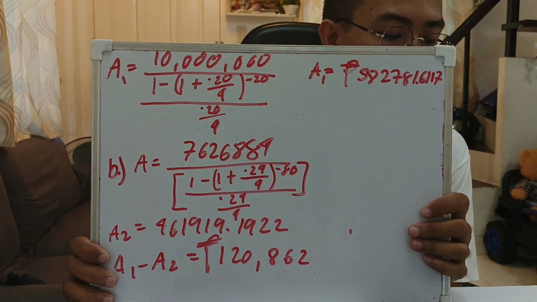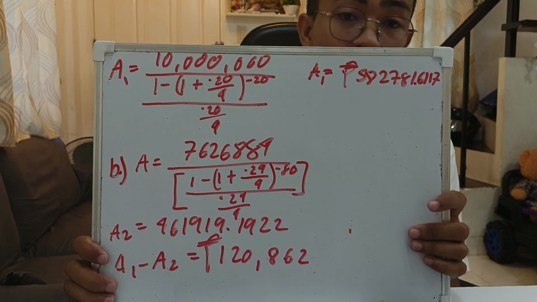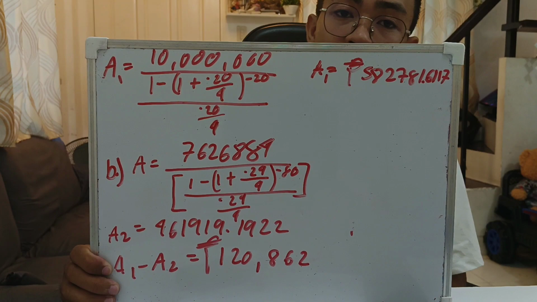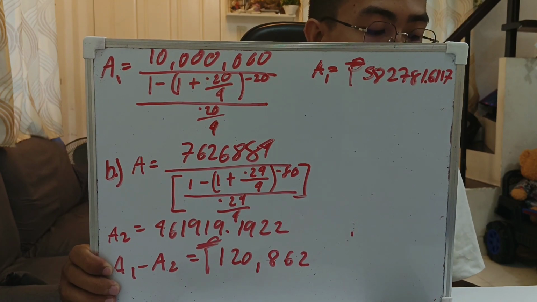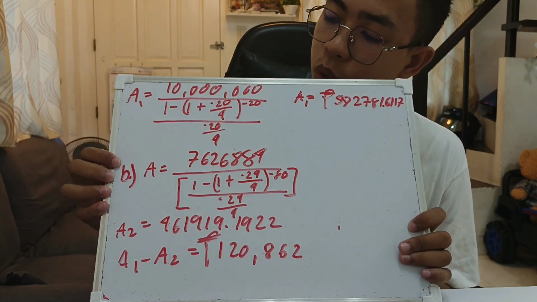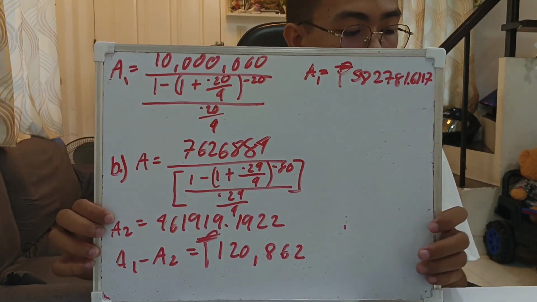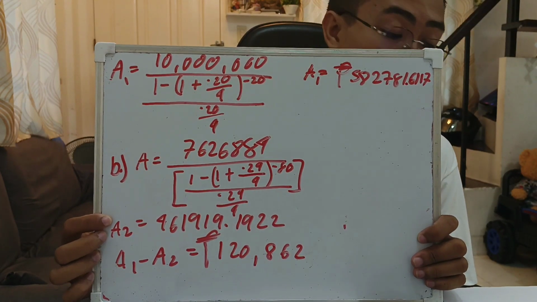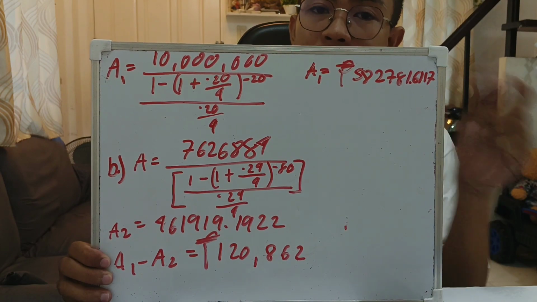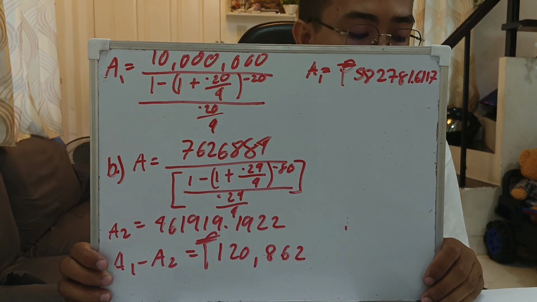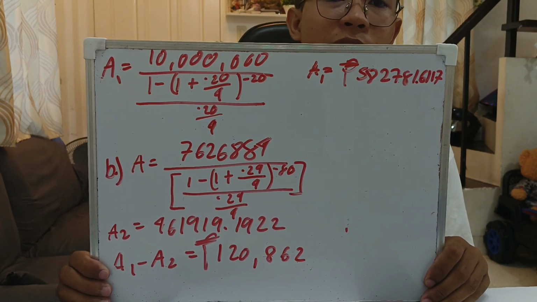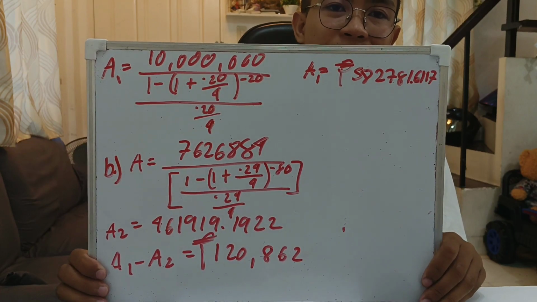So A2 is equal to 7,625,884 all over the quantity of 1 minus the quantity of 1 plus 0.24 over 4, compounded quarterly, to the power of negative 80 over 0.24 over 4. So our A2 would be 461,919.1922, and the difference would be A1 minus A2. So the difference is 122,862 pesos, and that is our final answer.